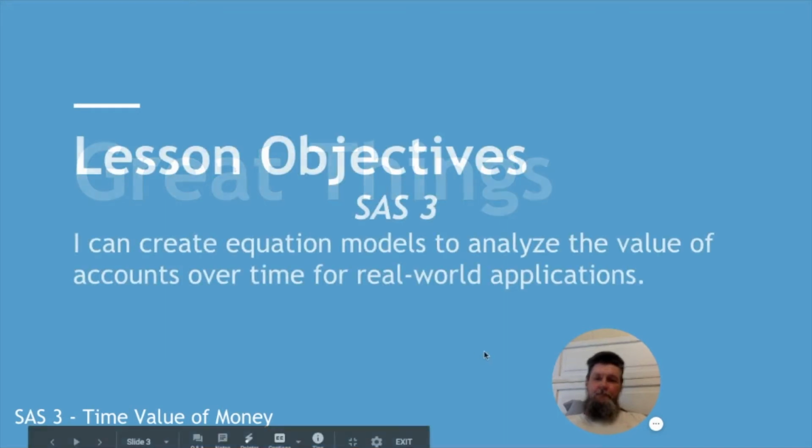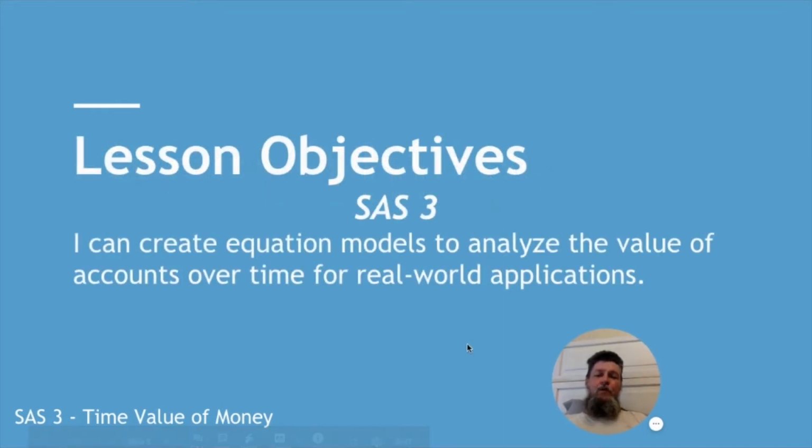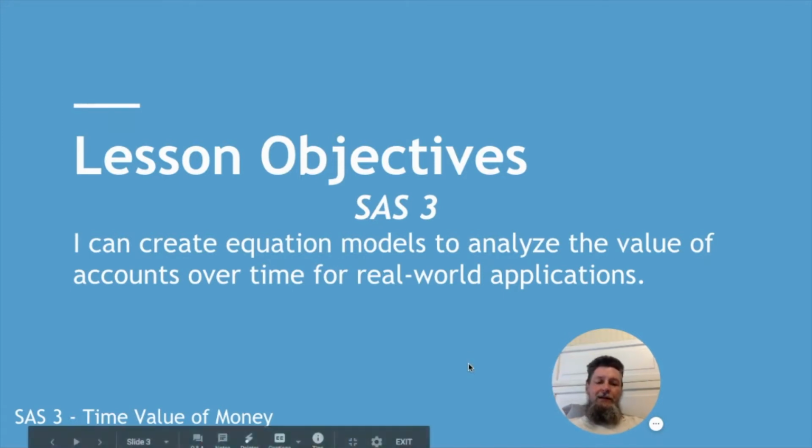All right, lesson objective today. I can create equation models to analyze the value of accounts over time for real-world applications. So here's the thing. Before you get started, if you have a calculator, it's probably a good idea to get it out because we're going to be doing regression functions. We typically use the TI-84 Plus. If you have an emulator on your phone, that's great. That'll work for you. If you don't have an emulator on your phone, you might be able to find something that works online from your laptop or your home computer. In the meantime, though, let's get on with the lesson.